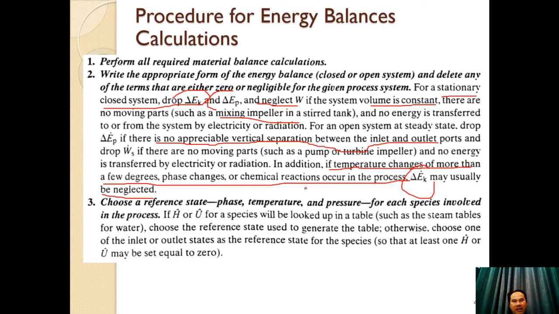The third step, after you write the energy equation and delete some energy terms, is to choose a reference state: which phase, temperature, and pressure for each species involved in the process. Because we cannot determine or measure the absolute enthalpy and internal energy, we have to calculate based on the reference state. Some information like enthalpy and internal energy will be looked up in tables, such as the steam table. For water, you can choose the steam table reference state, the triple point. If there is a reference state in the table, you choose the same one. Otherwise, choose some inlet or outlet state as the reference, so that enthalpy or internal energy for that state is zero.